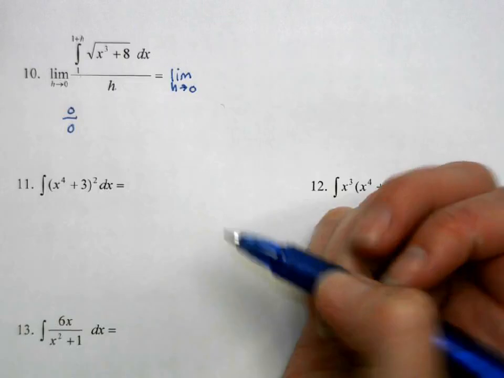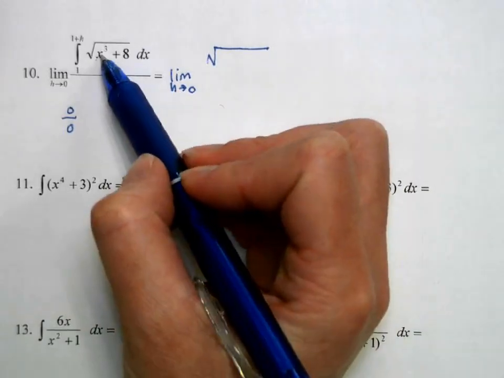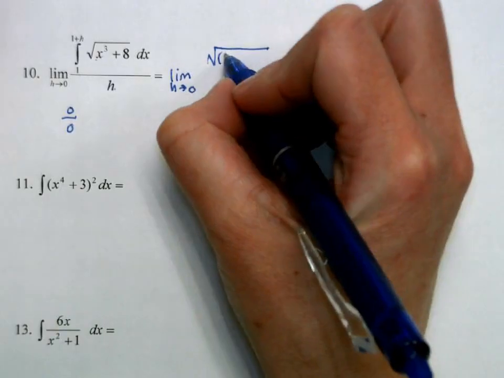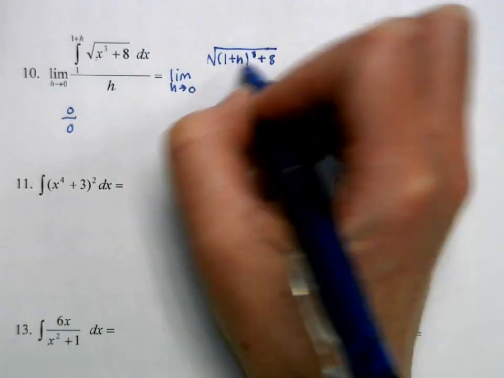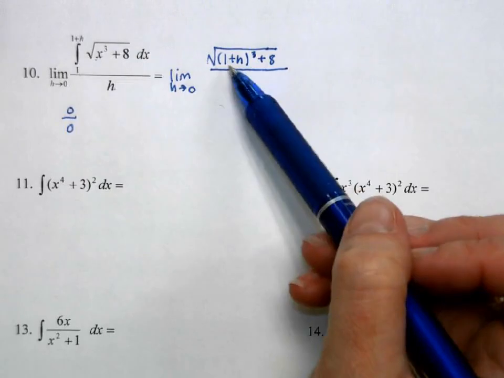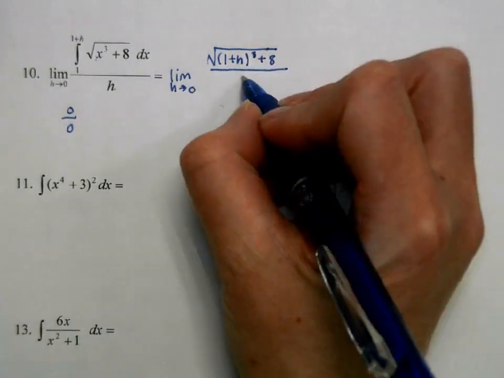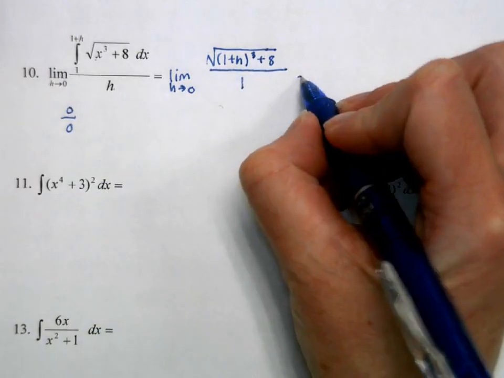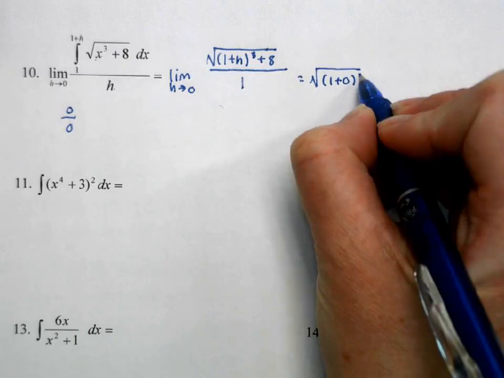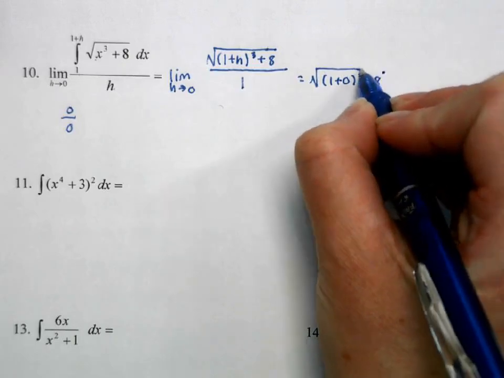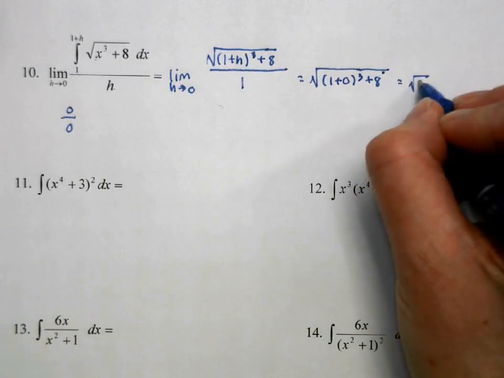So I'm just going to be left with the square root, but instead of the x, we're going to replace that with 1 plus h cubed plus 8 times the derivative of 1 plus h, which would just be 1. And then the derivative of h is going to be 1. So now I can plug in 0. Okay, 1 cubed is 1, so we get the square root of 9, which is 3.